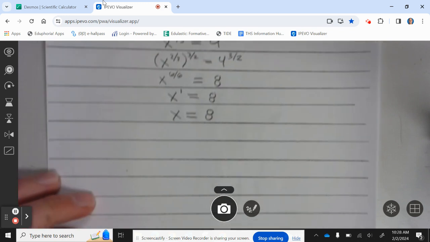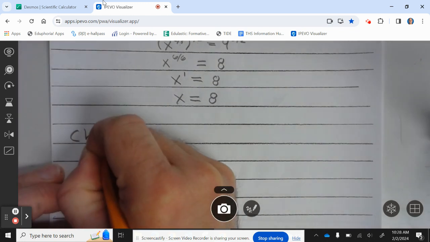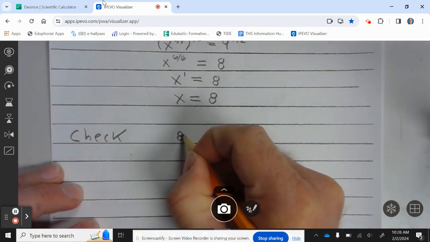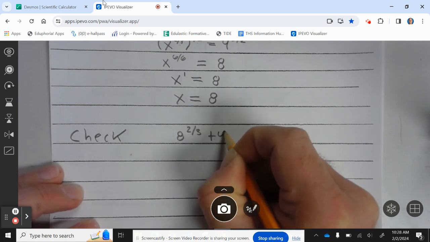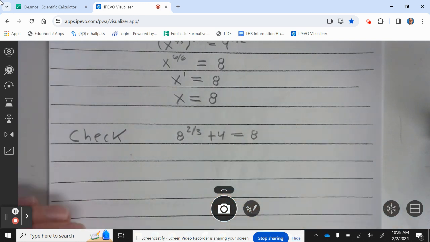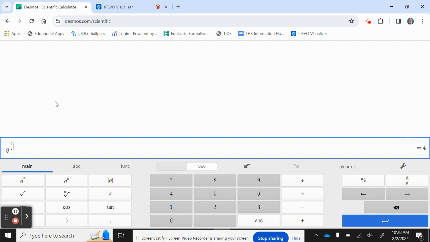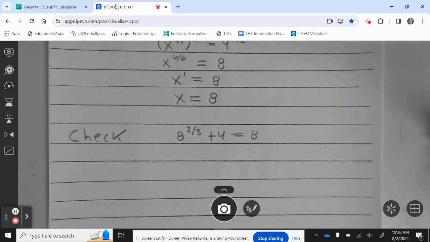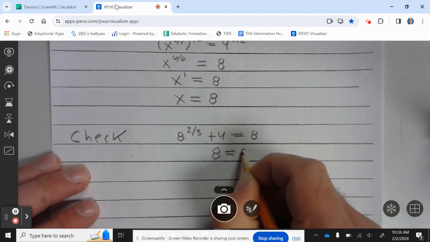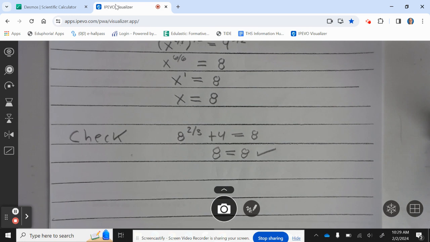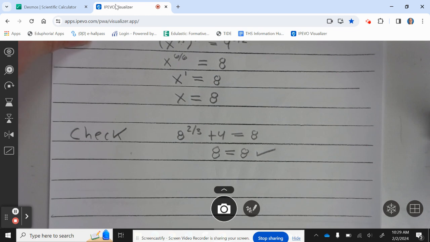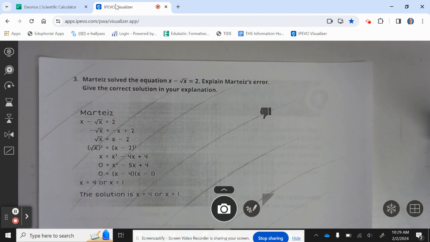All right, and let's go ahead and check. So we have 8 to the 2/3 plus 4 equals 8. Let's go ahead and plug the left side in the calculator. So 8 to the 2 divided by 3 plus 4. So 8 equals 8. So this checks. So x equals 8 is a valid solution. Let's take a look at the next problem. All right, go ahead and mark out 3.